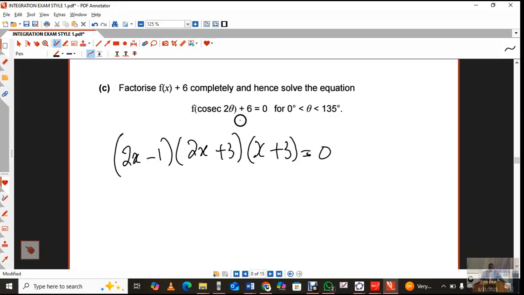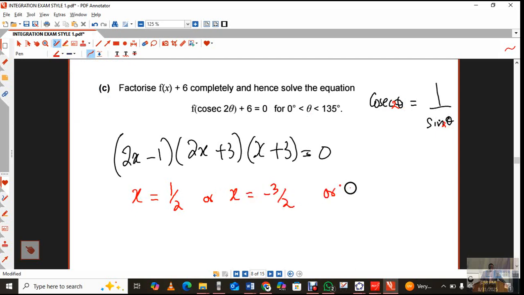And once you have something like cosec of theta, that is the same as 1 over sine theta. So cosec of 2 theta is going to be the same as 1 over sine 2 theta. Okay, so let's say we solve for x. x is 1 over 2, or x will be negative 3 divided by 2, or x is going to be negative 3. That is if you let each one of those brackets equal to 0.